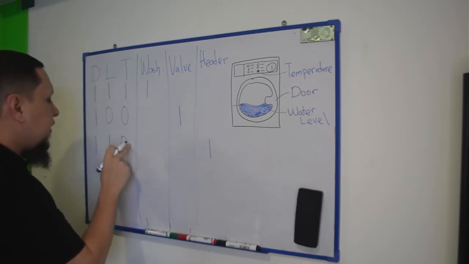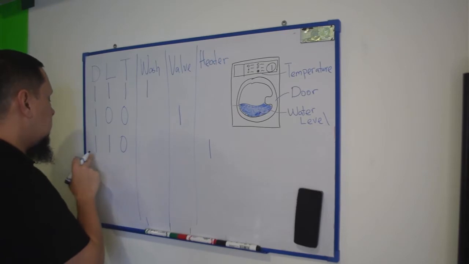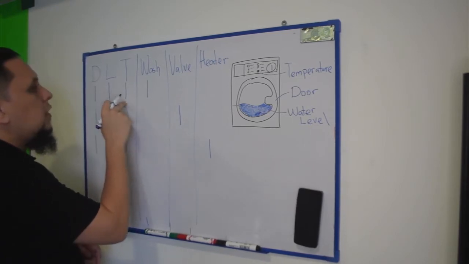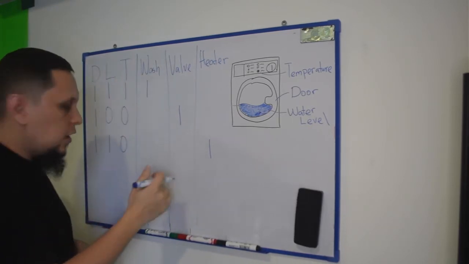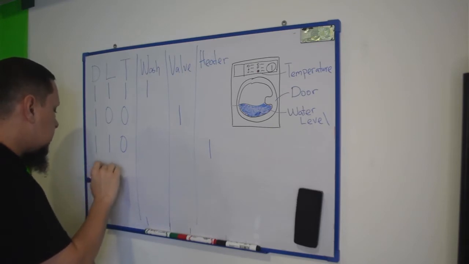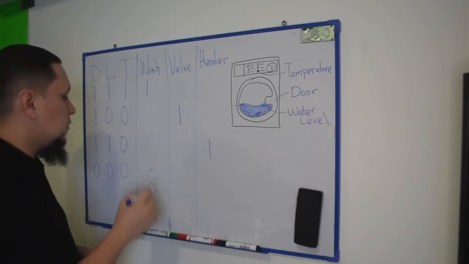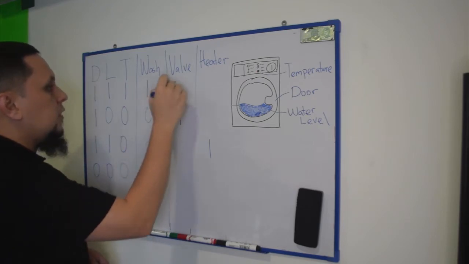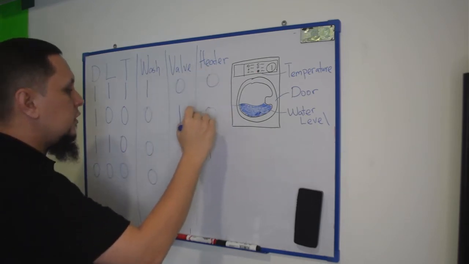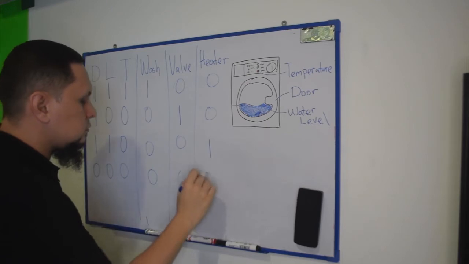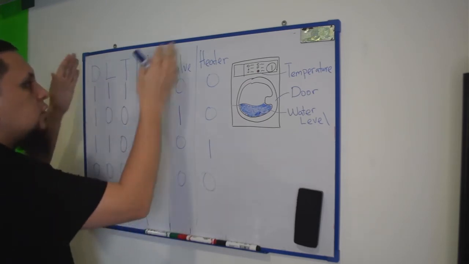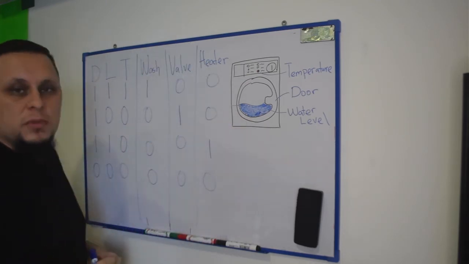And finally, when all the conditions are met, so 1, 1, 1, this is when the washing process will start. If none of the conditions are met, for example, if all 0, then of course the washing process will be 0. Okay, so let's fill up the missing fields here. Now you have the truth table for the washing machine.